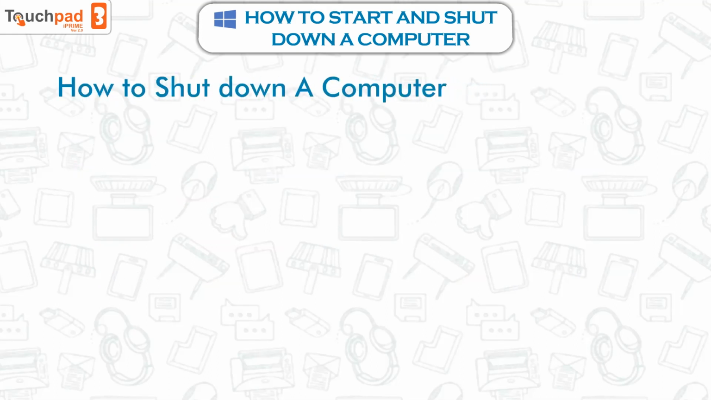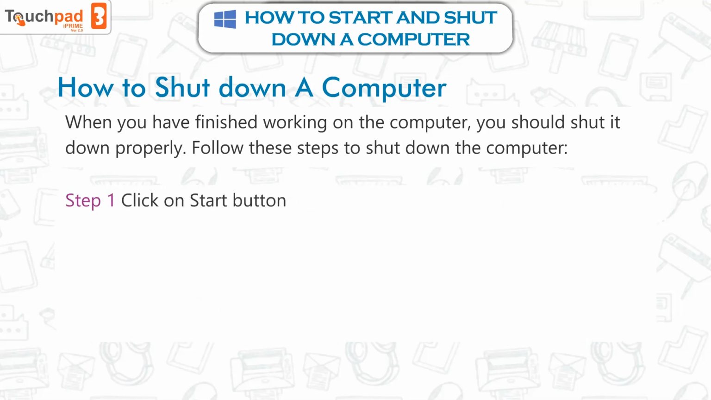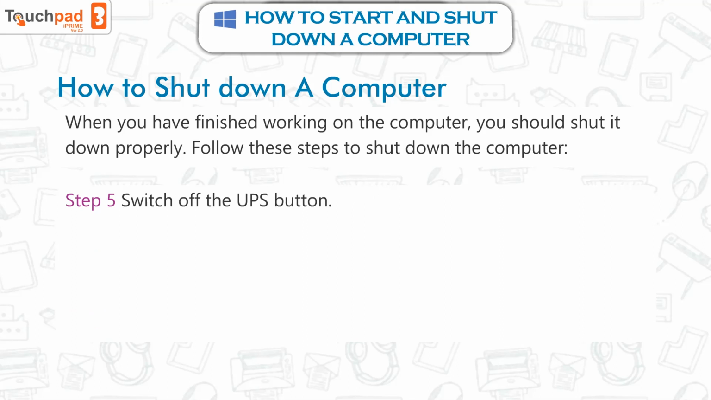How to shut down a computer. When you have finished working on the computer, you should shut it down properly. Follow these steps to shut down the computer. Step 1. Click on Start button. Step 2. Click on Power button. Step 3. Select Shut Down option. Step 4. Switch off the monitor switch. Step 5. Switch off the UPS button. Step 6. Turn off the main power supply switch.